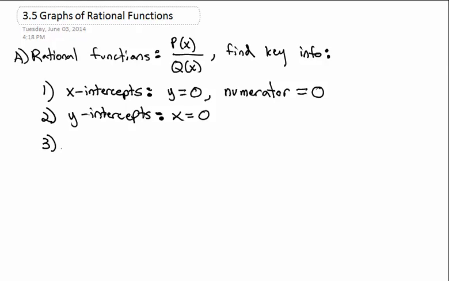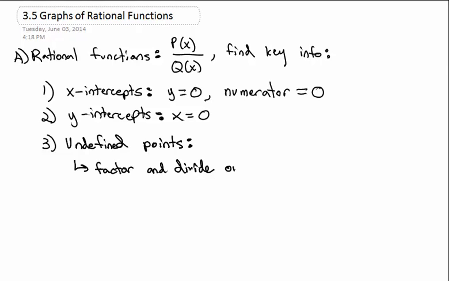The third thing we're going to look for are any undefined points. And undefined points can take one of two forms. If we can factor and divide out a factor, that means there's going to be a hole in the graph. In other words, if a graph would normally have looked like this, somewhere along the way at that point that divided out, there's going to be an actual hole in the graph, a gap in the graph.